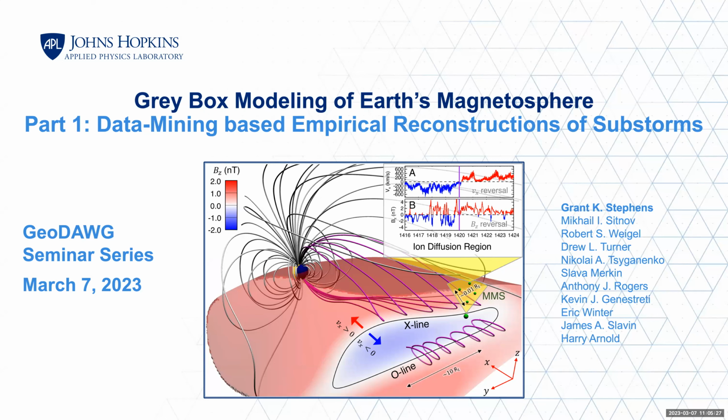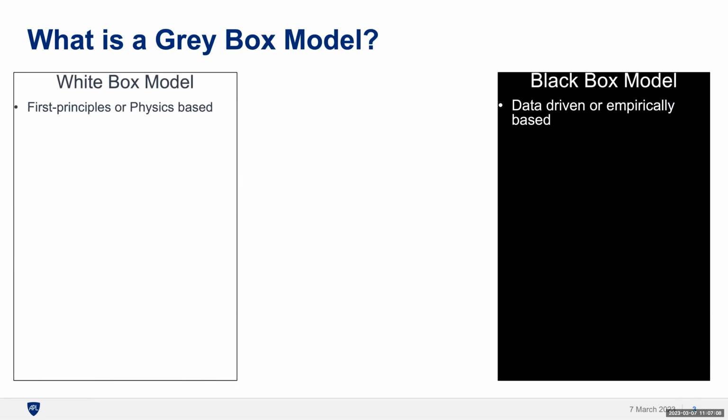So a little bit of an introduction is, first, what is a gray box model? A gray box model is a term that is trying to capture the combination of a white box model, or first principles or physics-based model, with a black box or data-driven or empirical model.